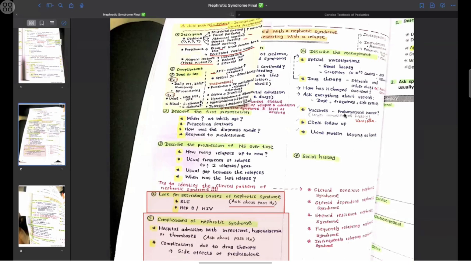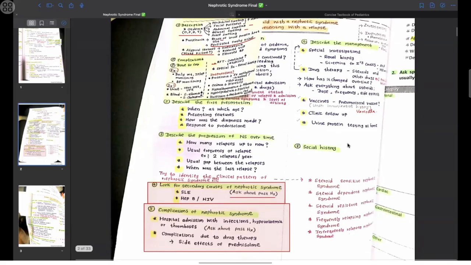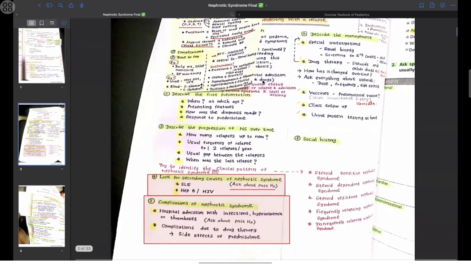Then this is your clinic follow-up. Then urine protein testing at home is another thing you need to ask. You need to make sure that the mother is educated as to how to do it. And if you find in your history taking that the mother is not educated about something, in your presentation always say, I inquired about the protein testing from the mother. However, the mother was not aware of how to do it exactly, or I found that the mother has certain errors in her interpretation of the protein testing. Thus, I educated her as to how to do it properly.